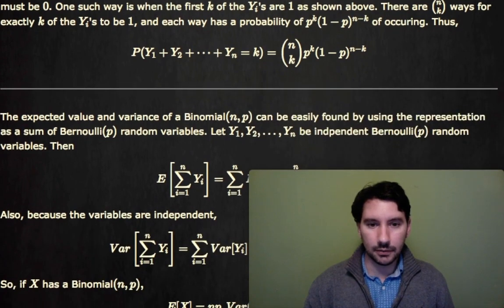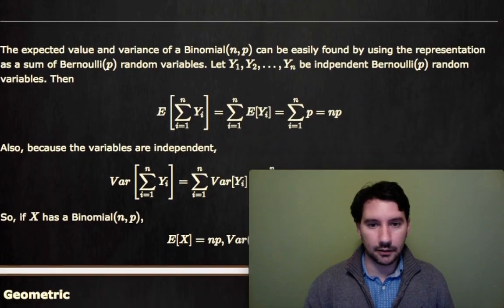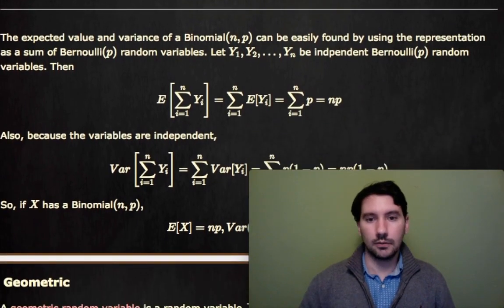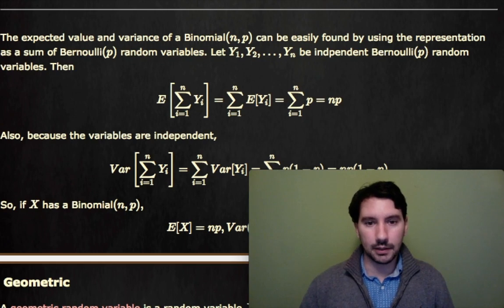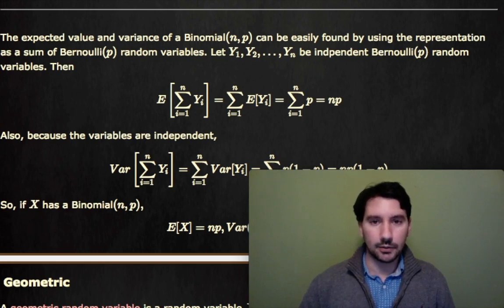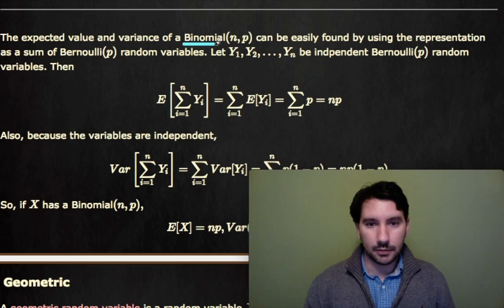So now let's compute the expected value and variance. It's a lot easier to compute the expected value and variance by writing a binomial(n, p) as a sum of Bernoullis. So we're not going to use the formula for expected value to find the expected value. For a random variable with binomial(n, p) distribution, we can write it as the sum from 1 to n of Yi, where each Yi is Bernoulli(p).